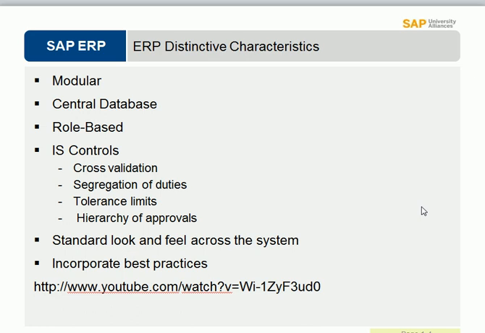Tolerance limits mean the system will allow some kind of exceeding of the limit by a certain percentage. So let's say a manager cannot order goods worth more than $5,000. If he or she wants to order something more expensive than $5,000, they will seek the approval of someone higher. Let's say they order something for $5,010.